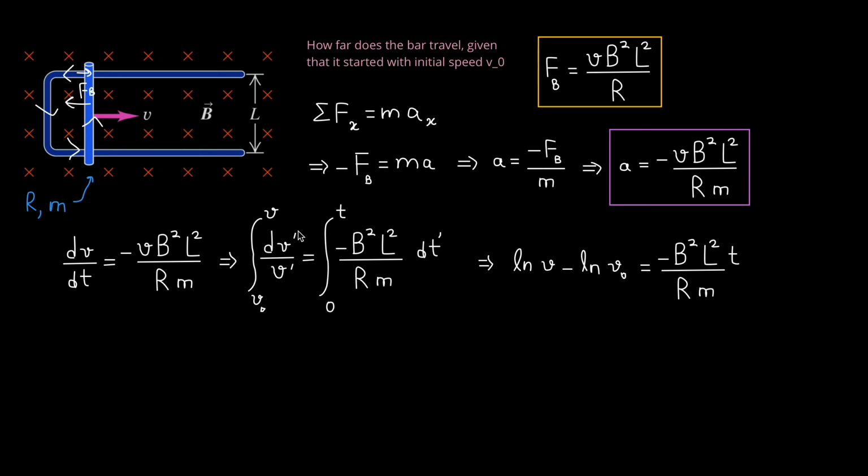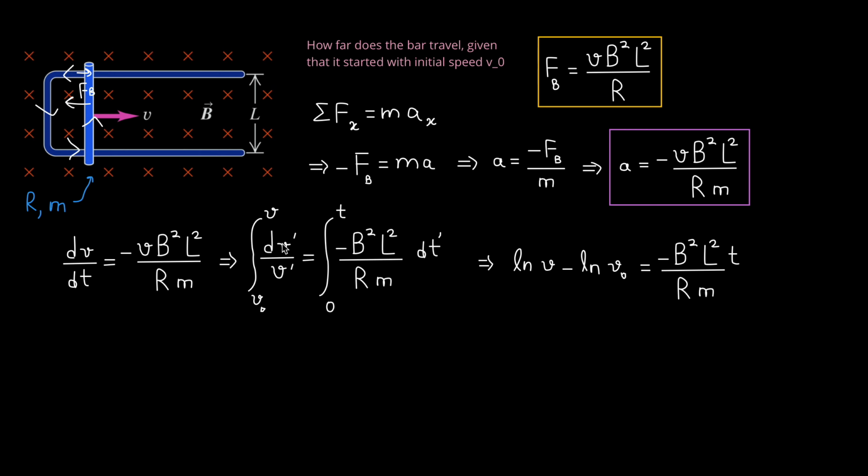Now I have replaced my variables with the primed versions. Instead of t, I have t prime here. Instead of v, I use v prime. Why is that? Because when I take the integral, I'm going to use the variables v and t as the upper bounds of my integral. That's why I'm using the primes to distinguish between my integration variable and the upper bound of my variable.